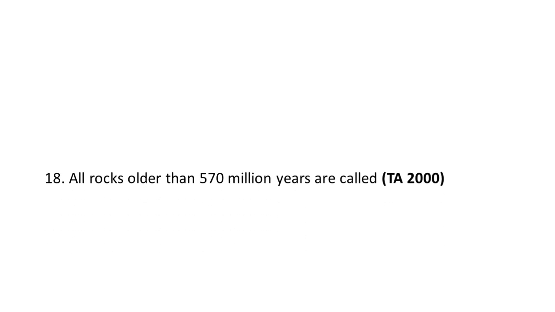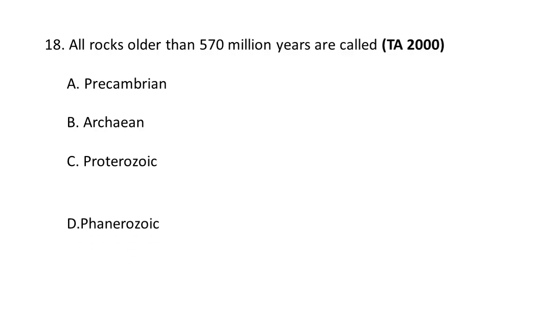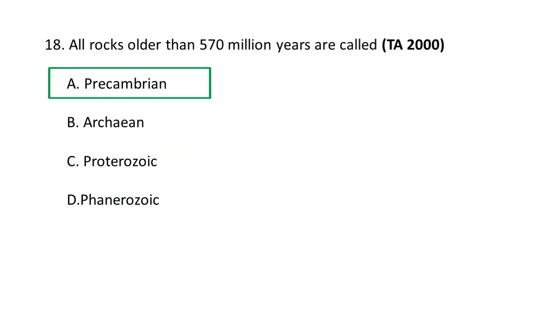Next question. All rocks older than 570 million years are called: A. Precambrian, B. Archean, C. Proterozoic, and D. Phanerozoic. All rocks older than 570 million years are called Precambrian. The Precambrian is the earliest period of the Earth's history, spanning from the formation of the Earth to the start of the Cambrian period, which began 570 million years ago. The Precambrian is an informal unit of geological time that accounts for 88% of the Earth's geologic history. So all rocks older than 570 million years are called Precambrian. A is the correct option.